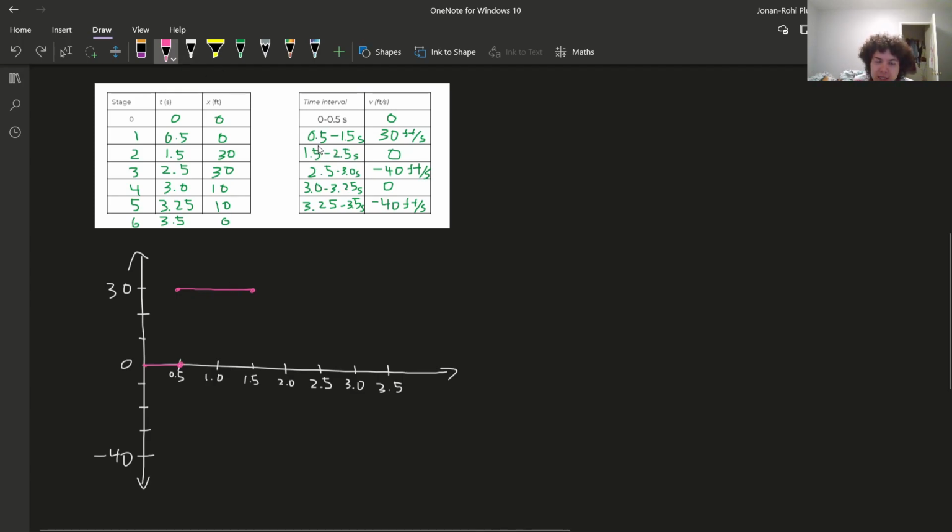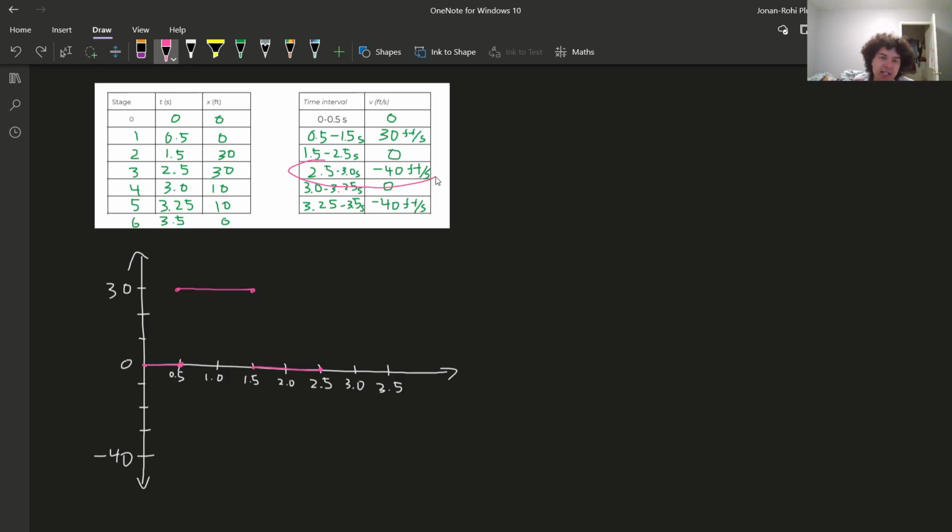Let's keep going. In the next interval, 1.5 to 2.5 seconds, our velocity is 0 again. That's because we're staying in one place. So we'll once again draw a straight pink line at 0 to demonstrate that our velocity is 0 during this whole time, this whole 1 second period of time.